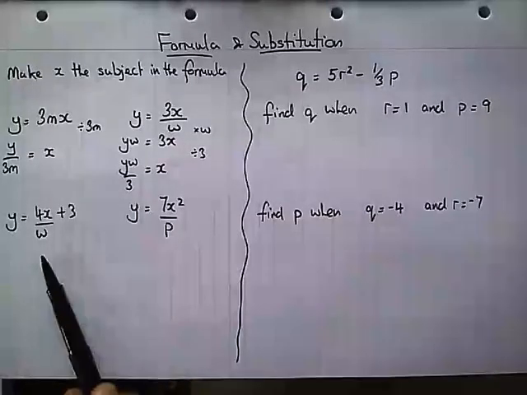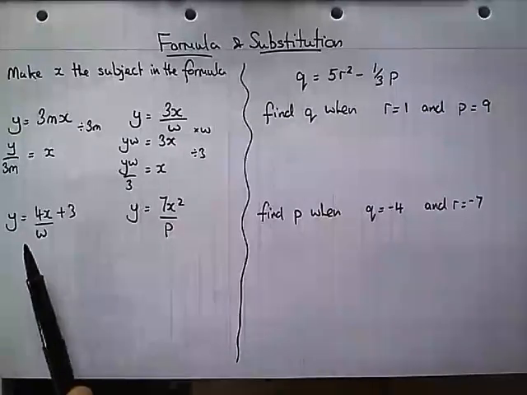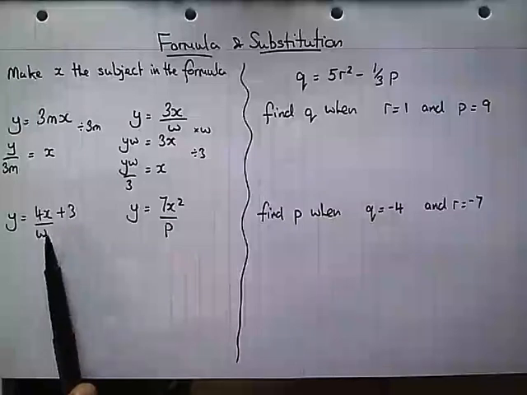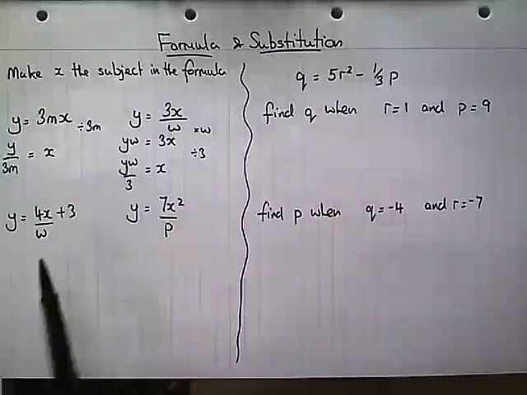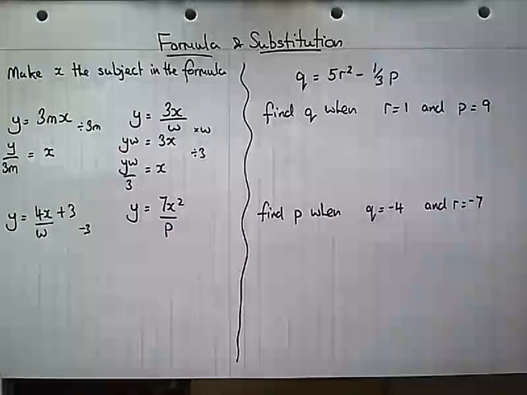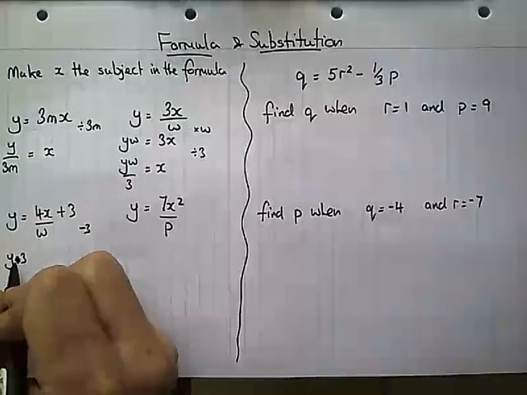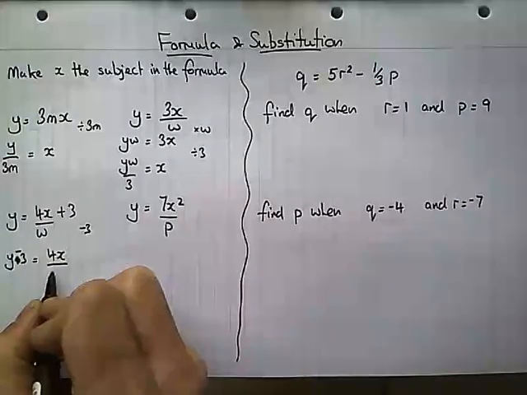So the third example, let's actually read it through. I've got 4 times x divided by w, then I add 3. So if I were going to work in reverse, I would get rid of the plus 3 first by minusing 3, because it was the last thing to be done. So I get y minus 3 is equal to 4x divided by w.